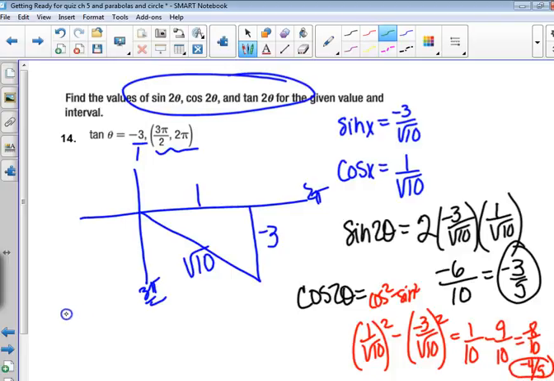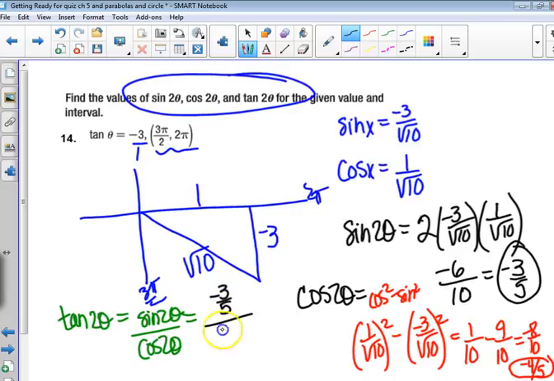Now, does anybody remember the shortcut? There's a formula on your sheet for tangent, but it's kind of ugly. Yeah, it's sine 2 theta divided by cosine 2 theta. Sine 2 theta was negative 3/5 divided by cosine 2 theta, which was negative 4/5. Anybody know what that's going to come out? 3/4, yes.